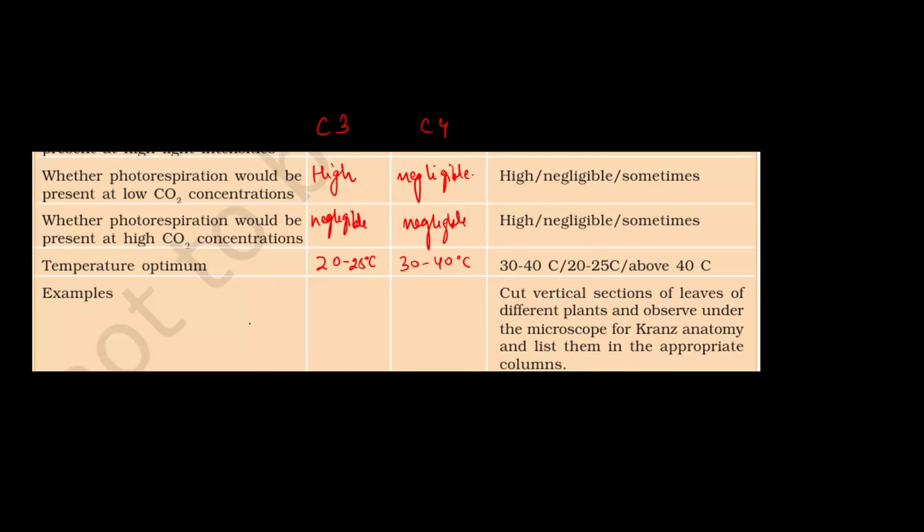Now, finally, let's talk about examples. The C3 plant examples are rice, wheat, cereals, and tomato that we saw, and in the case of C4 plants, it is sugarcane, sorghum, maize. So these examples are important. This is maize. Okay. So this is the complete revision of photosynthesis with these questions. And with this, we have completed this chapter. That's all for today. Thank you.